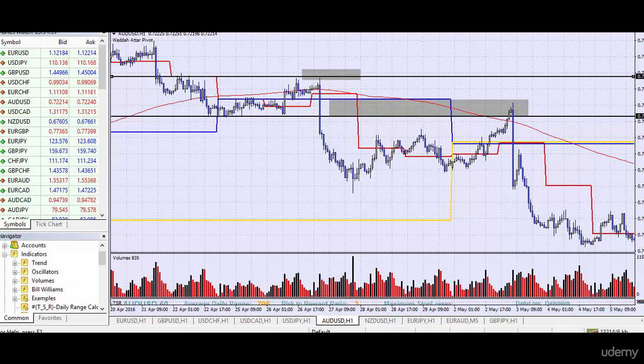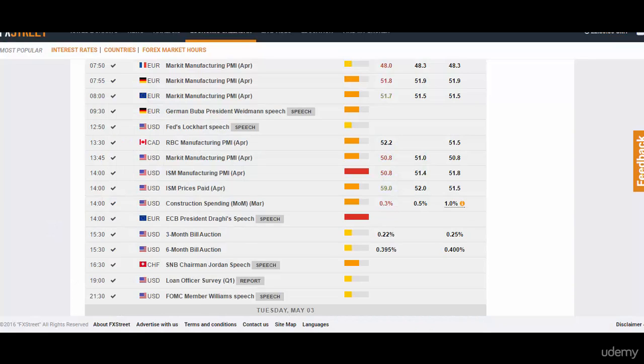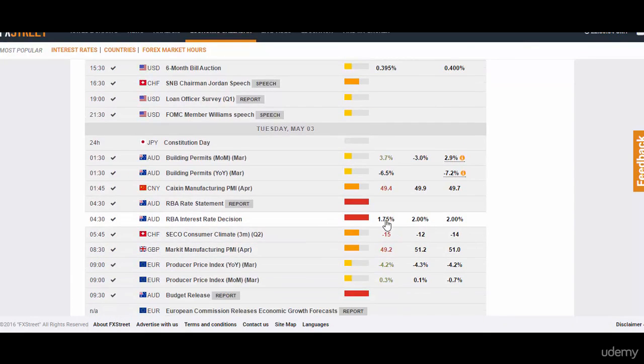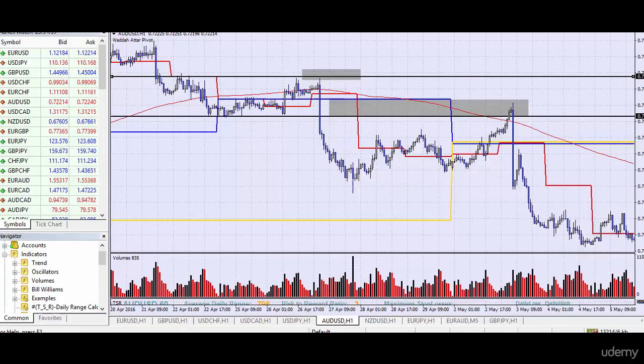And as you can see, on May the 3rd, these guys did in fact cut interest rates. See, interest rates were at 2%, and these guys cut interest rate to 1.75%. So they indeed cut interest rate as expected.